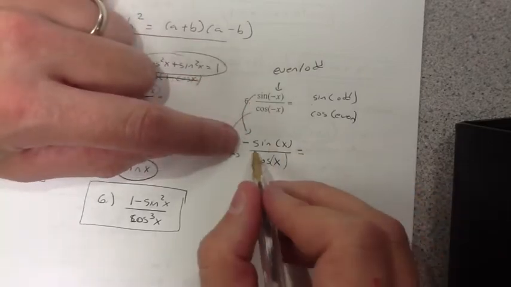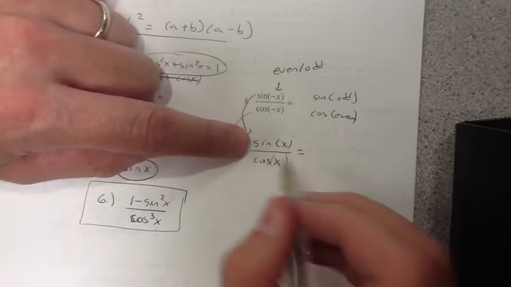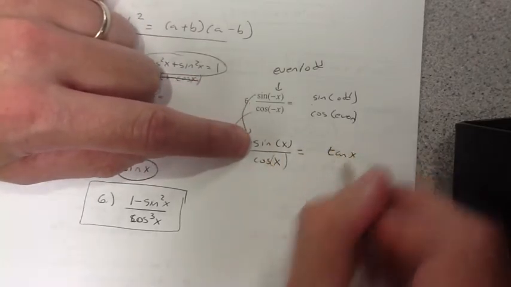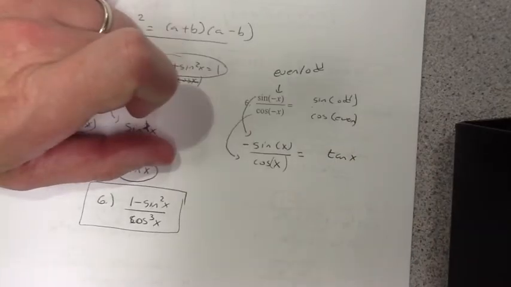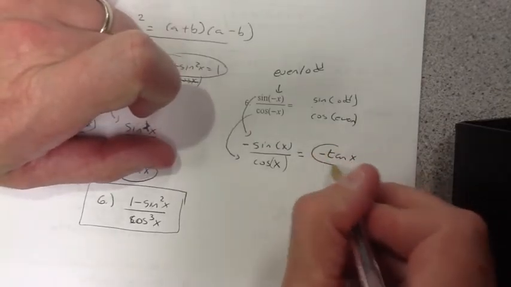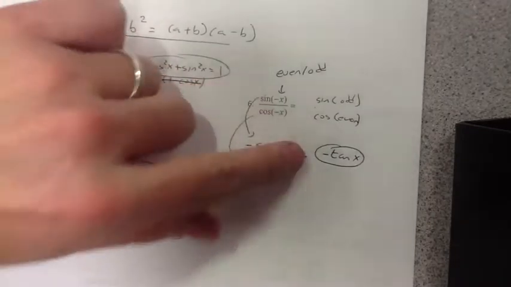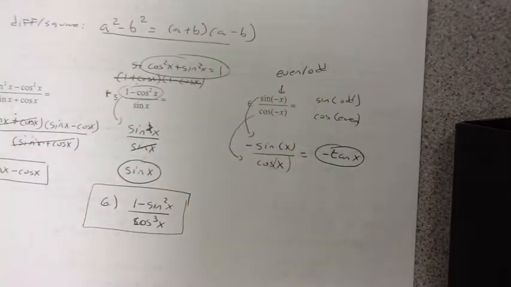And this is kind of a cool one because we have sine over cosine, which we know could be reduced to the tangent of x. And then we just bring that negative out. So we get negative tangent of x. And that's what this is equal to. Kind of fun to do.